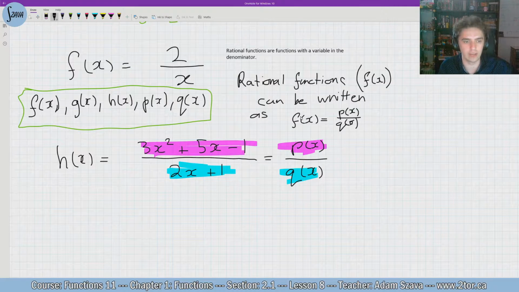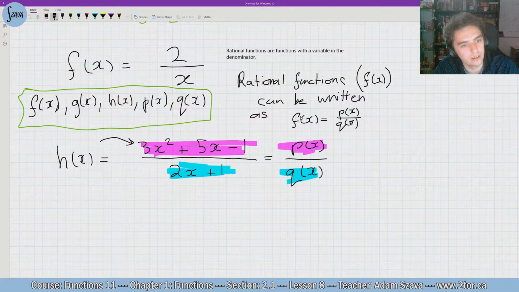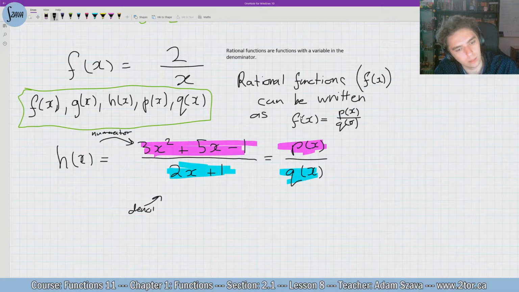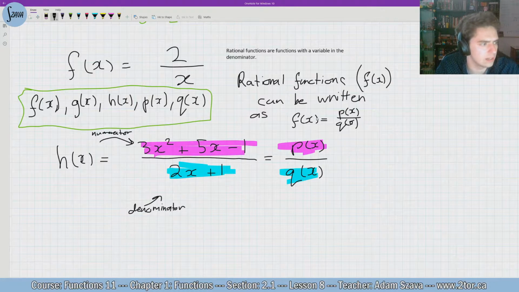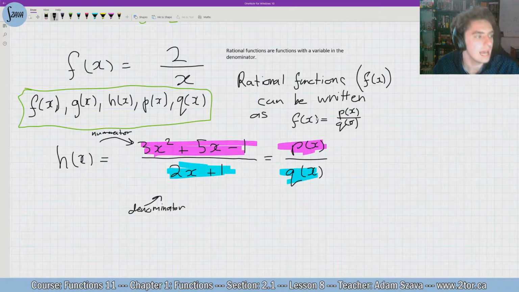Right? P of x over q of x. And that together makes h of x, the fraction h of x. Okay? So of course, just a quick reminder, this is called the numerator. This is the denominator. I'm going to use these words a lot. So I'm going to just remind you about what this is. And so the whole thing is called the rational function.